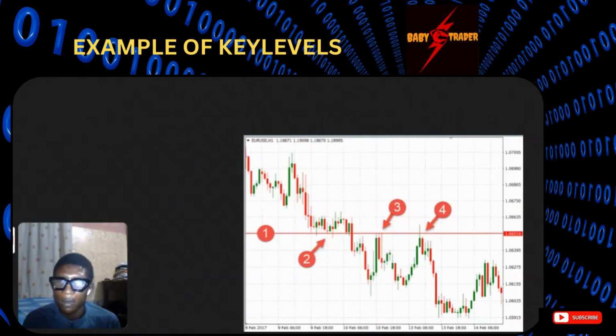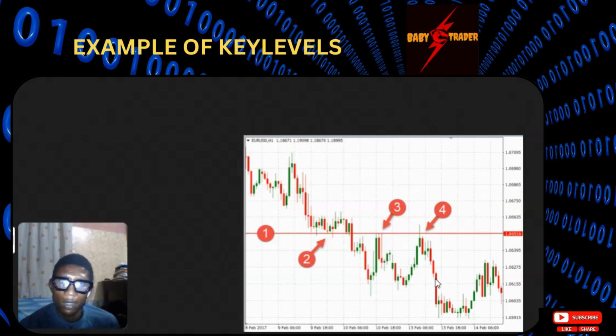Alright guys, this is an example of key levels in a trending market. As you can see, this is a clear downtrend. This is the lower low and the lower high, another low and another high, another low again and another lower high. So this is not what we are looking for.